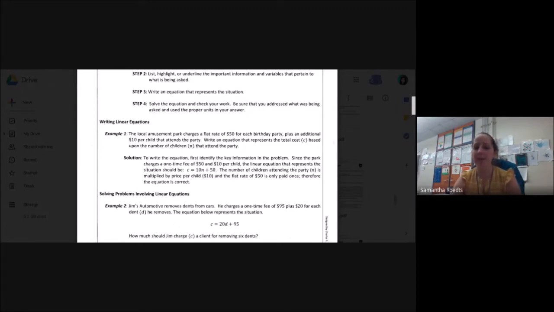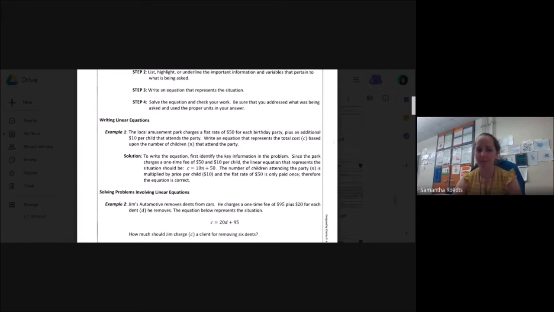So to write the equation, I first have to identify the key information of the problem. Since the park charges a one-time fee of $50 and $10 per child, the linear equation that represents the situation should be C, the total cost, equals 10, which is the cost per child, times N, which is the number of children, plus 50. The number of children attending the party, N, is multiplied by the price per child, $10, and the flat rate of $50 is only paid once, therefore the equation is correct.